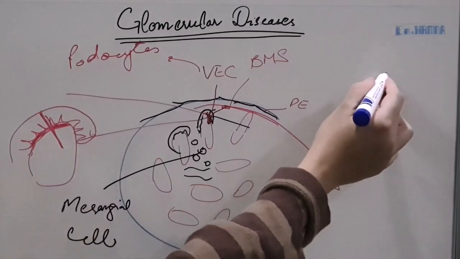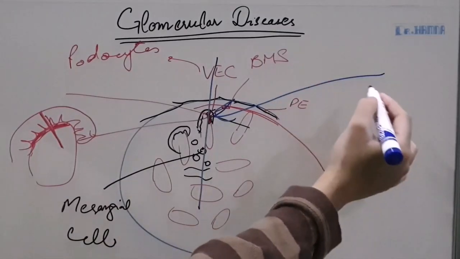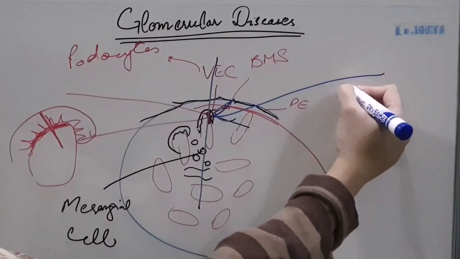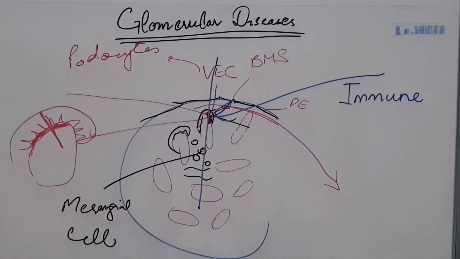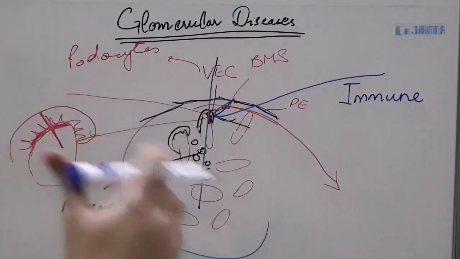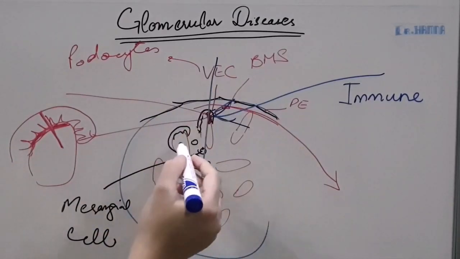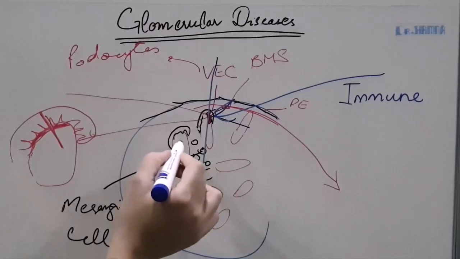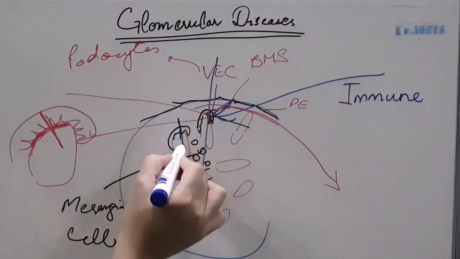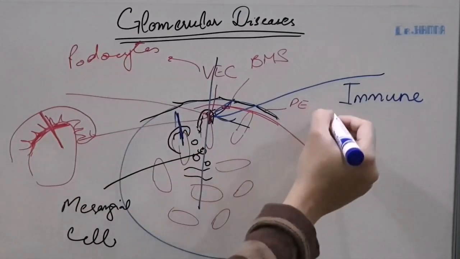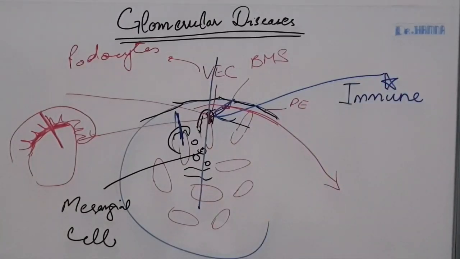What are the effects that can hit and damage all these structures? So there are three main mechanisms you should remember, the most important being immune. Why immune? Because immune processes usually lead to production of antibodies, and antibodies circulate in the blood. So those antibodies are carried via blood into these capillary loops, and these antibodies come in contact with the vital structures of the glomerulus. So immune mechanism is the most important mechanism that leads to glomerular injury.